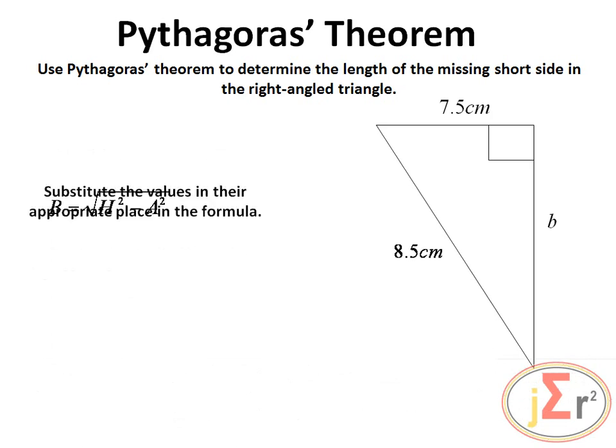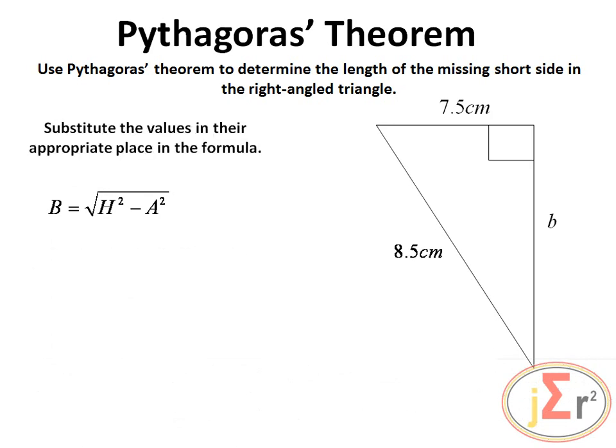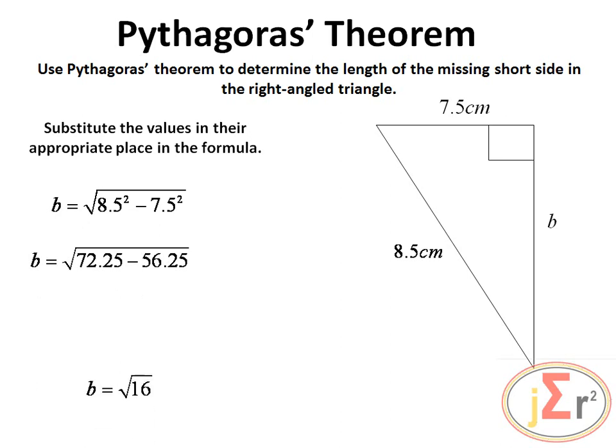And let us continue. Finding the short side, we have the hypotenuse squared, the longer side, which is 8.5. So 8.5 squared minus 7.5 squared. Let's see what we get. 72.25 minus 56.25, and that is equal to 16. Of course, we know the square root of 16 is 4, so that one is 4 centimeters.